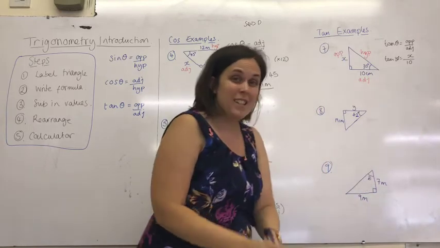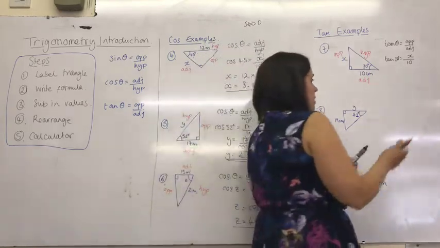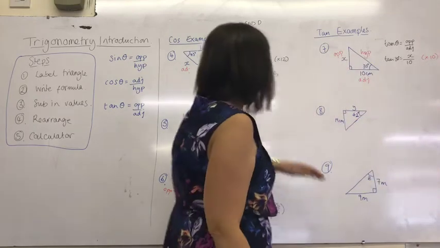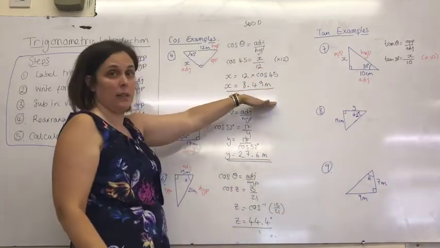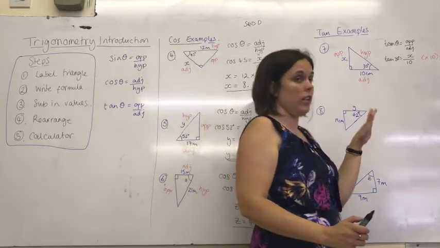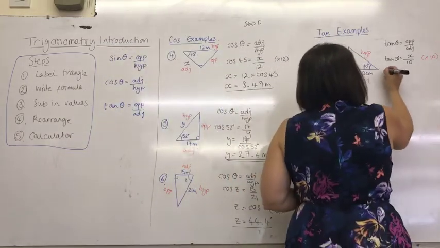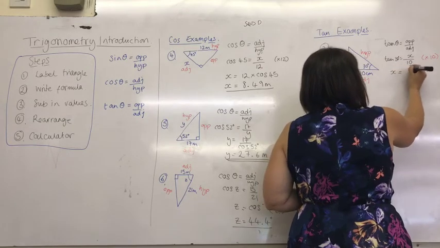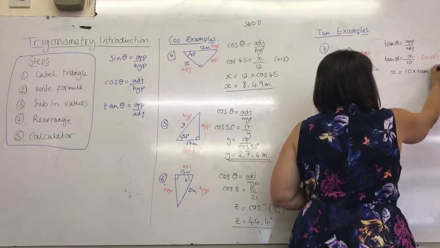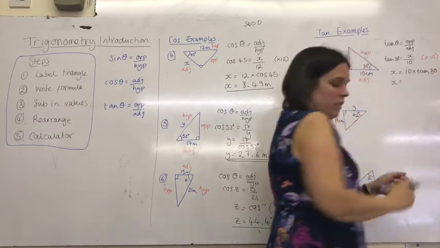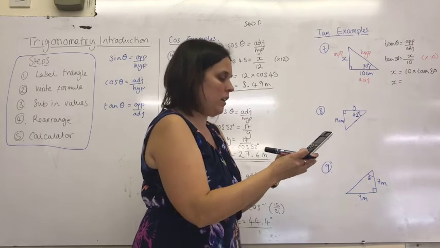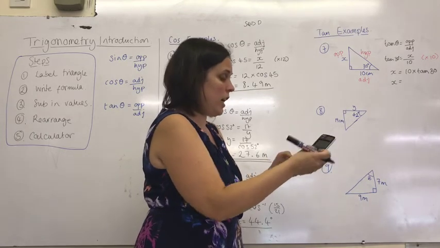All right. So exactly the same as before. We're just going to multiply by 10, and hopefully you can see, look, it's exactly the same as this example here. The only thing that's changed is which trig ratio we're using. So x equals 10 times tan theta. Tan 30, sorry. So we do 10 times tan 30. Close your brackets. Check you've typed the right thing in.